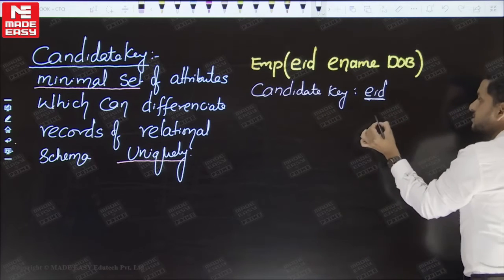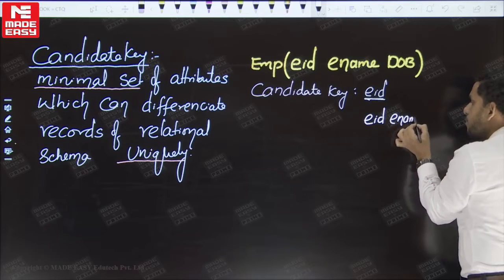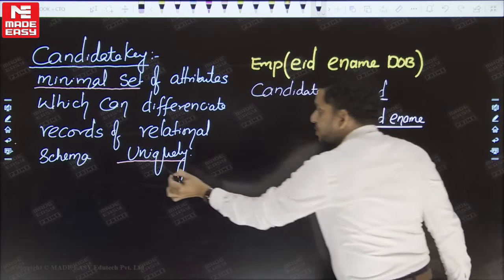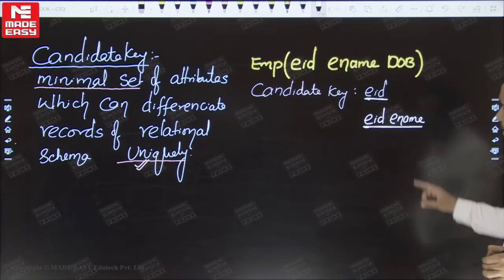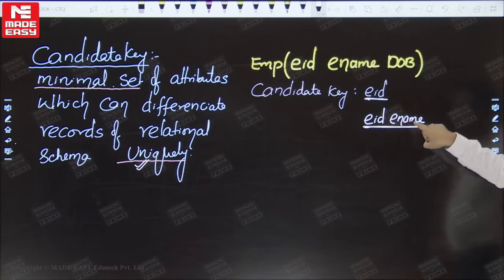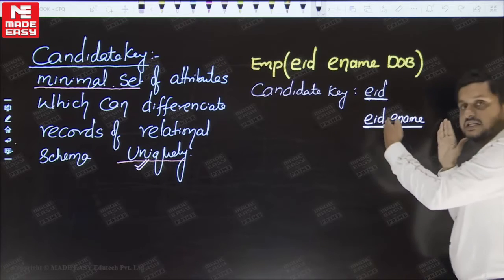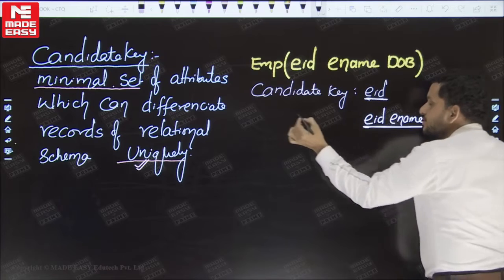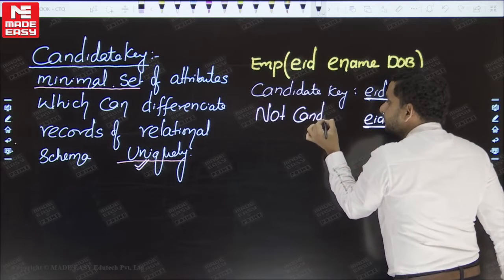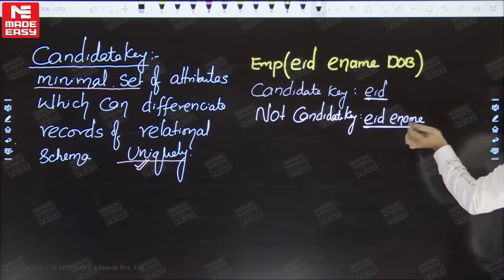By chance, if I take attributes EID along with ename combination, these two attributes are also guaranteed to differentiate the records uniquely. But this is not a minimal attribute set, because not only EID combined with ename can differentiate the records, with removal of ename, only EID can also differentiate the records. Such an attribute set is not a candidate key. It is a failure of the definition. It is not a candidate key, because it is not a minimal attribute set.